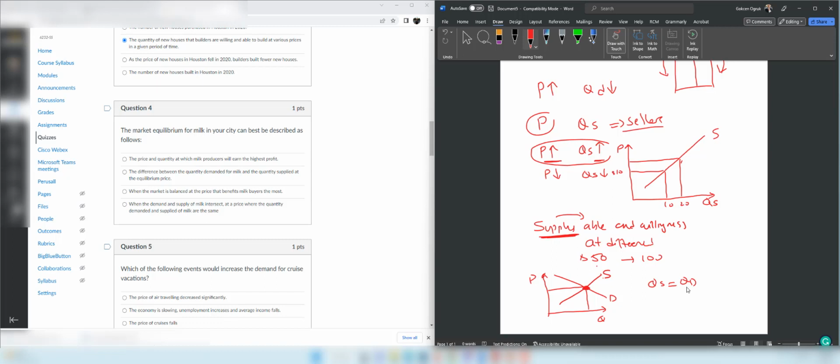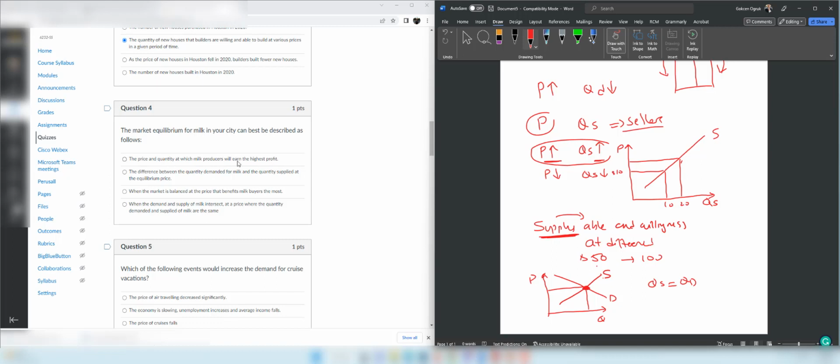So nobody needs to keep the excess amount in inventory, and there are no long lines in front of a store to buy a very limited production of a good. Therefore, at equilibrium, markets clear. Markets clear means quantity supplied equals quantity demanded at that price. So let's look at which one is correct. It's not the highest profit. The first one cannot be correct.